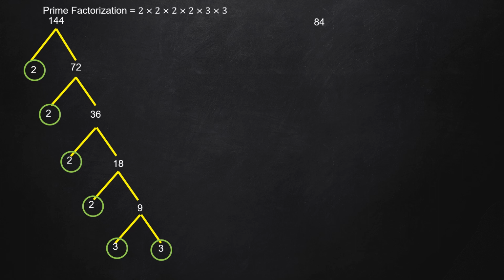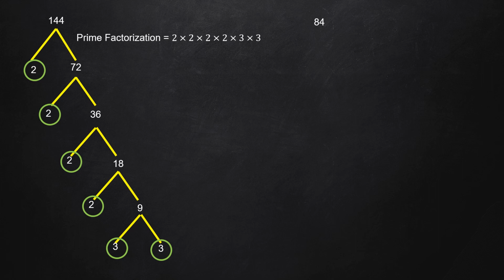Next, you will write the prime factorization like that. So 2 times 2 times 2 times 2 times 3 times 3. You have studied about exponents, so let's simplify. It becomes 2 to the power 4, 3 to the power 2, or 3 squared. And next, we move to 84 there.